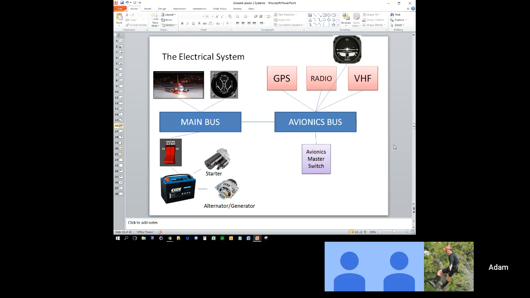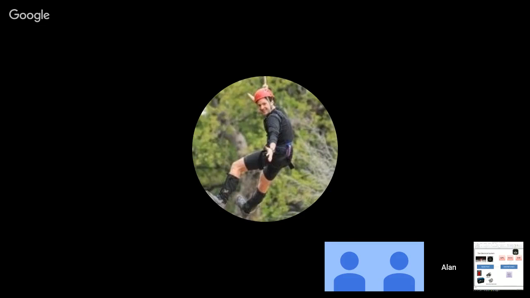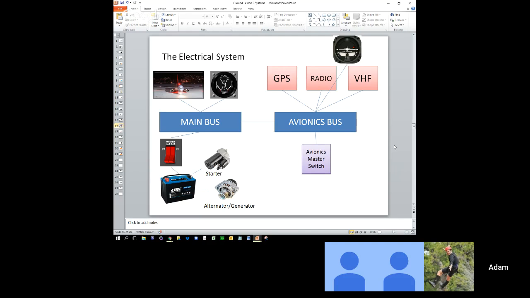So this is the electrical system. Do you guys notice anything missing from the electrical system that you would think might be there? Give me just a second. I'm assuming the plane with the lights is to show lights. Yeah, that's lights. Yep.